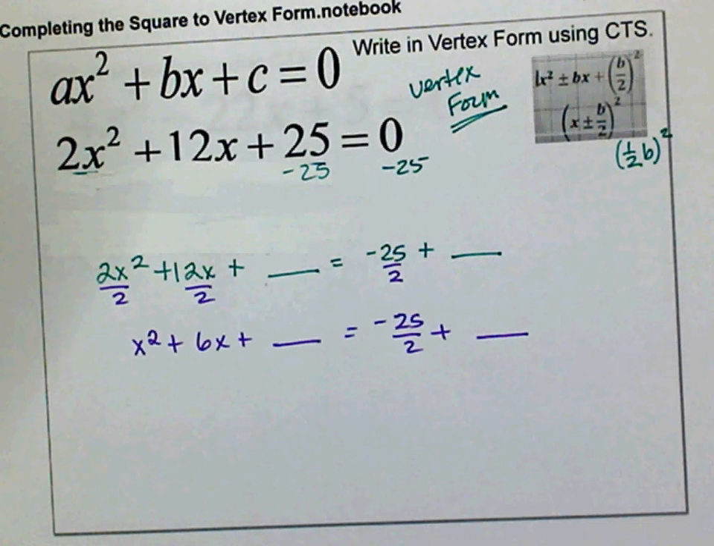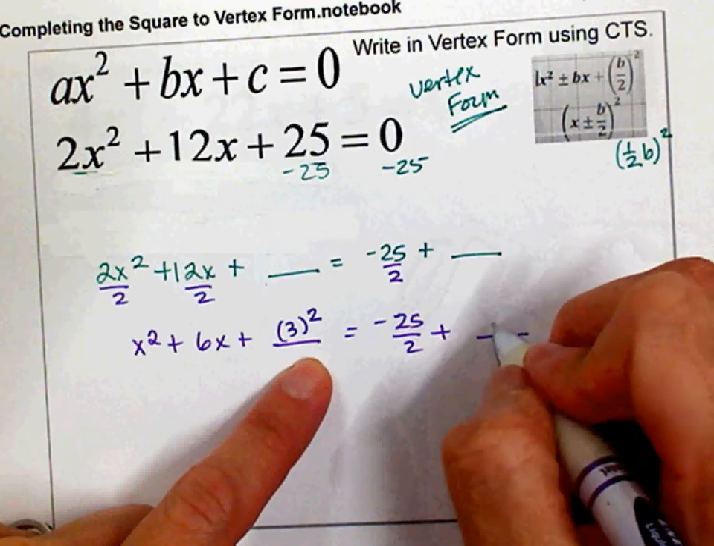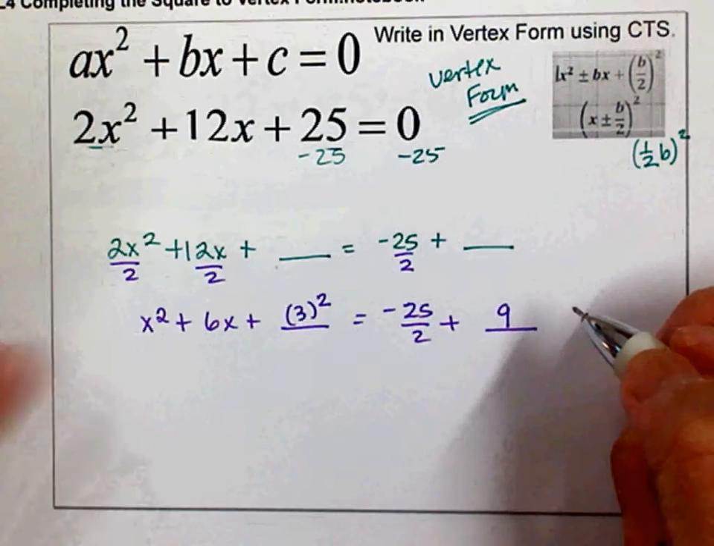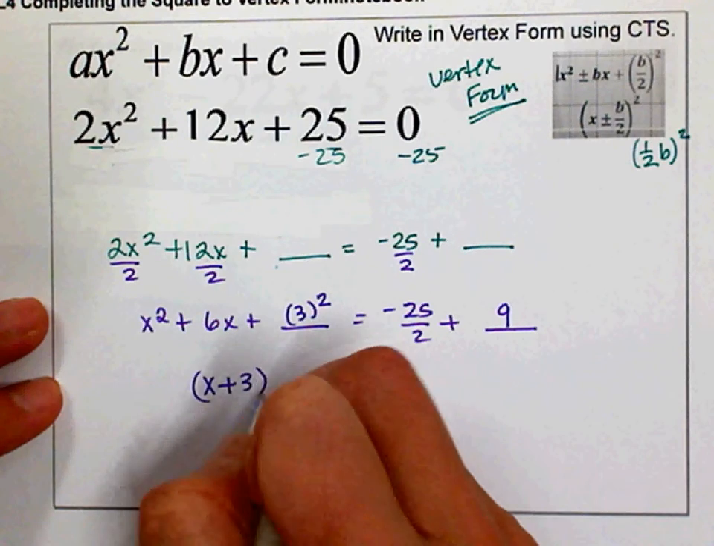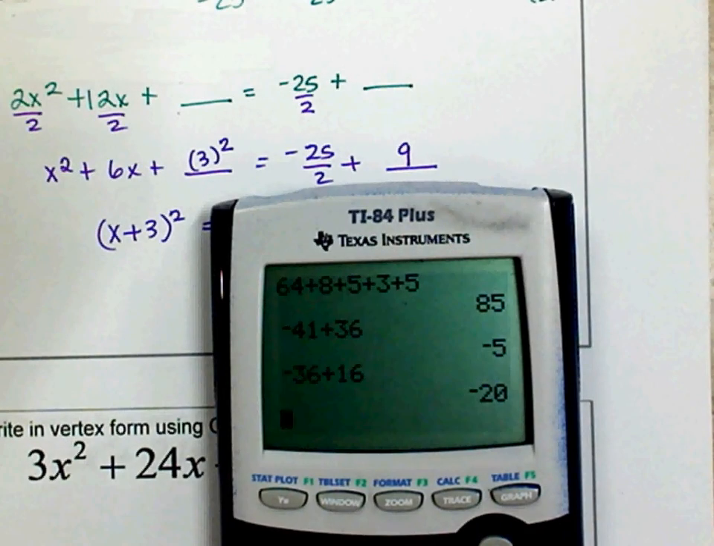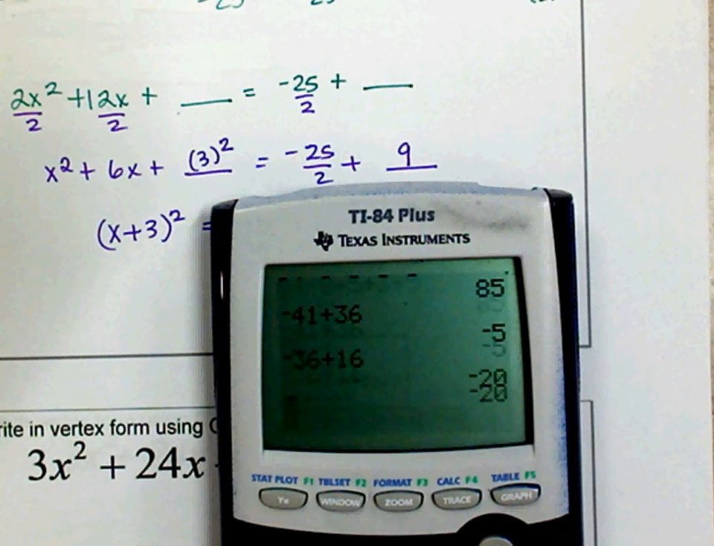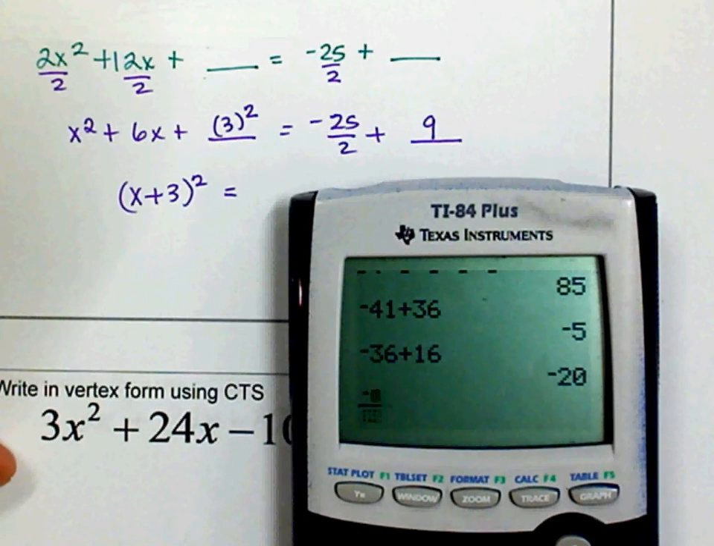We're good? Okay. Half of 6 is 3 squared. What is 3 squared? 9. Use your calculators to help you. Write this in factor form. So x plus 3 squared is equal to, okay, ready? Alpha y, number 1. So you have your fraction. Negative 25, right click over 2, right click out of it, plus 9. Math, enter, change it to a fraction, negative 7 over 2.